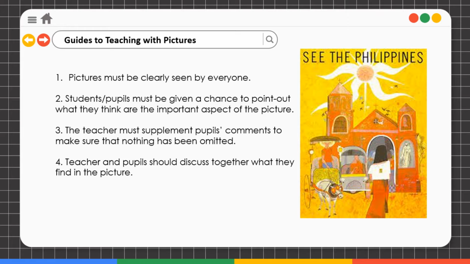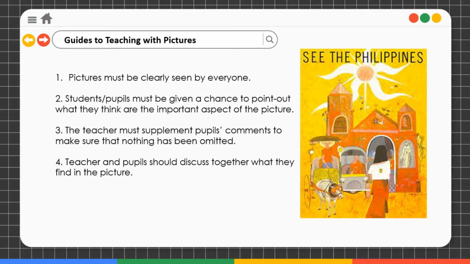Bilang isang guro, may mga instances na may napupuna ang mga mag-aaral sa mga instructional materials na ginagamit, halimbawa the size of text, color at marami pang iba. Ang mga ganitong komento mula sa mga mag-aaral ay hindi dapat nabaliwalain. Imbes gawin itong guide kung paano pa pauunlarin ang mga materials na gagamitin sa susunod na talakayan. Number 4, teacher and pupils should discuss together what they find in the picture.